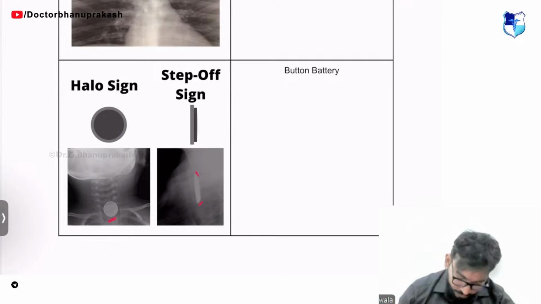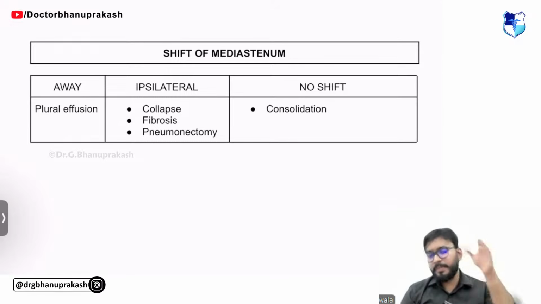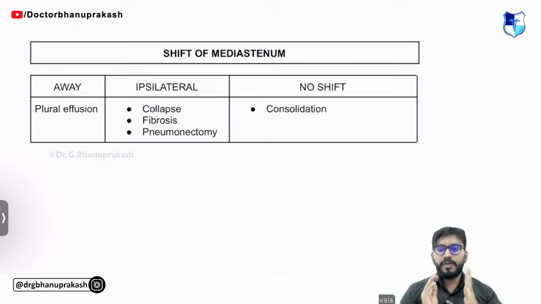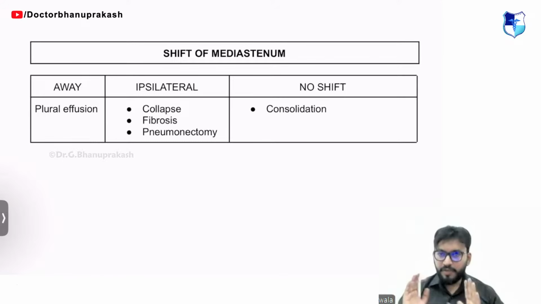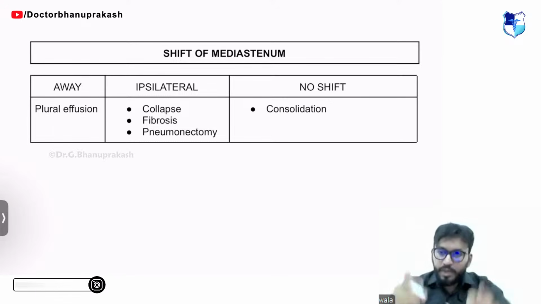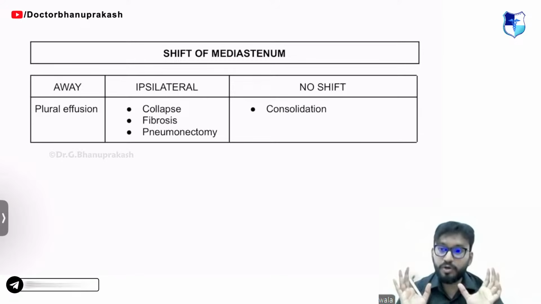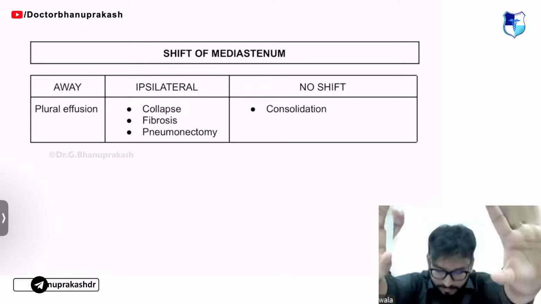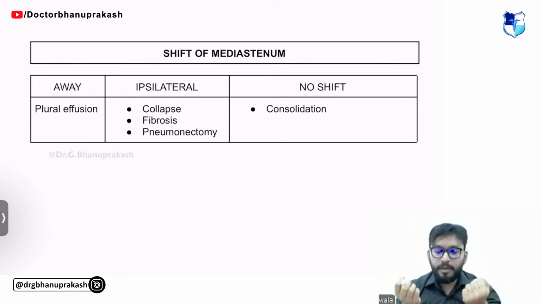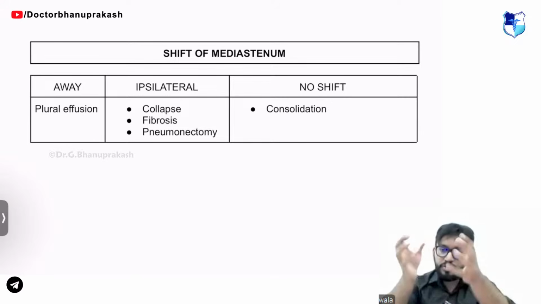It is corrosive. Shift of mediastinum, just a very basic concept, guys. Remember, shift of mediastinum can be pull or push. If I'm pushing you, you will go away from me. If I'm pulling you, you will come towards me. It is simple. What pushes? A lot of fluid, a lot of air, like we saw in tension pneumothorax. It'll push away. What will pull? Collapse or fibrosis. Fibrosis means it's shrinking, so it will pull.